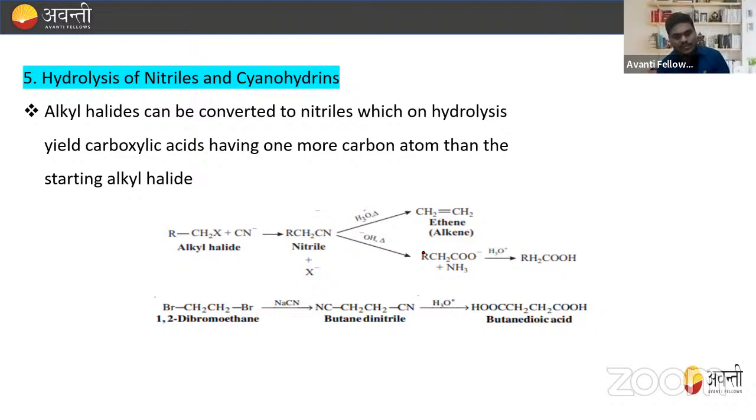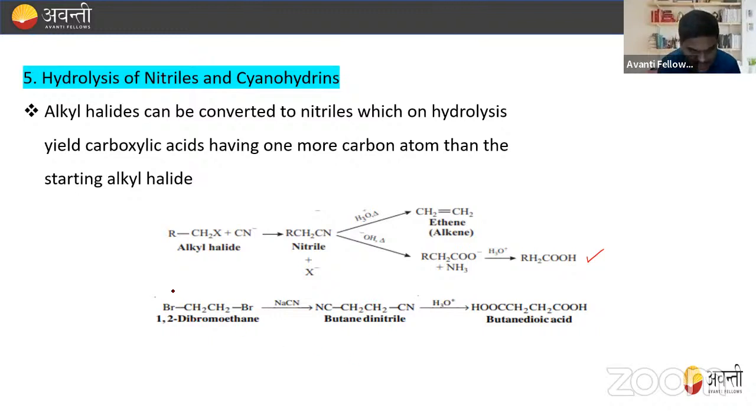Let's see the example. If we have an alkyl halide like RCH2X and it reacts with cyanide, it will form a nitrile like RCH2CN. On further acidic hydrolysis, it will form an amide, RCH2CONH2. Now again with hydrolysis, you will get the carboxylic acid, right? So alkyl halide can be converted to nitriles, which on hydrolysis give carboxylic acid. So this is the way. Just remember the one more carbon atom than the starting alkyl halide.